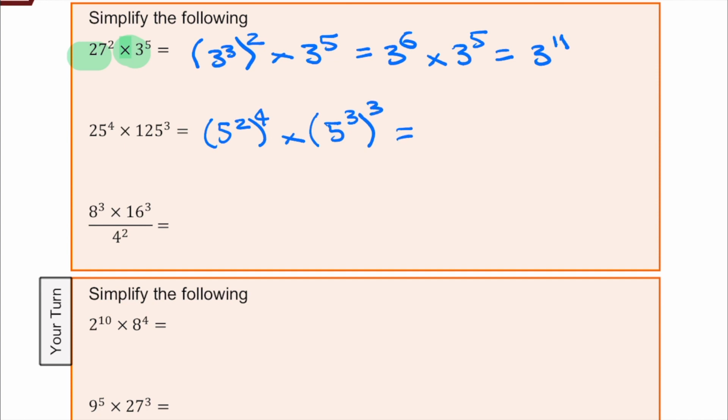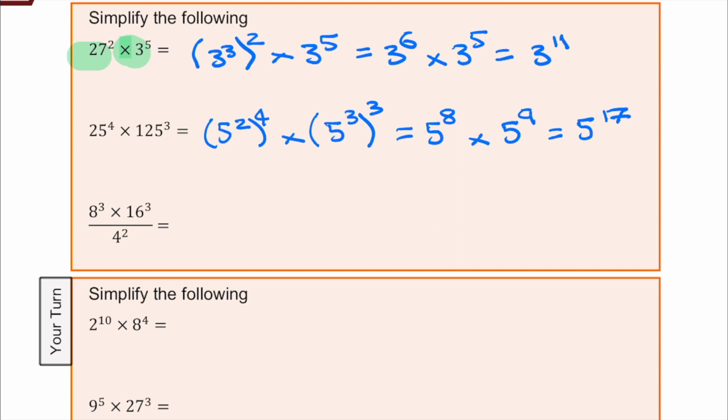And then same as before, we can use laws of indices. Power raised to a power, times the two powers together. 2 times the 4 gives us 8. And then similar on the next one, times the 3 by the 3 to give you a 9. And now we can use laws of indices. We've got the same base. Multiplying together, add the powers. Going to give us 5 to the power of 17.